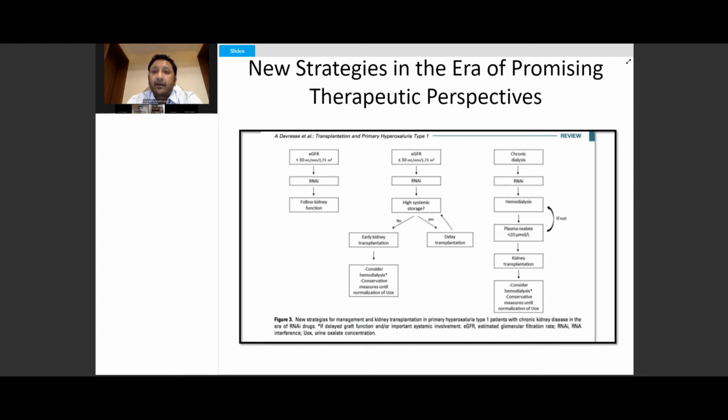Chronic dialysis patients can also be put on the RNA interference drug, that is lumasiran, followed by hemodialysis to achieve a target plasma oxalate of less than 20 micromoles. And if it has been achieved, then kidney transplant can be safely done alone, and consider hemodialysis as a conservative measure till the normalization of urinary oxalate. This is still a hypothesis, or it has been proposed. We have to wait for the results to be seen. With this, I would like to conclude my talk.